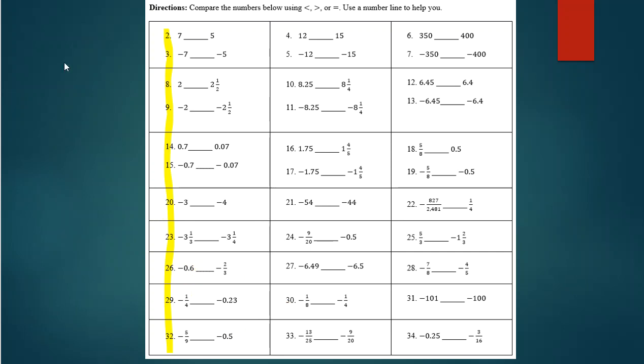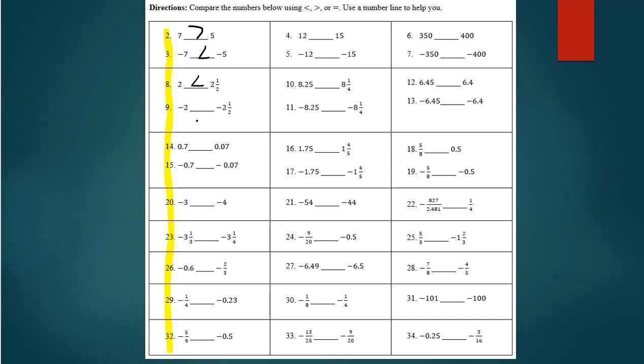Okay, so hopefully you've taken a minute. You have all of the answers written down on your own paper for each of these. And let's just go ahead and correct them. 7 is bigger than 5. -7 is less than -5. Remember, -5 is to the right of -7 on the number line, so it's going to be of more value.